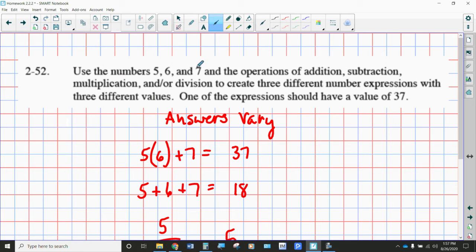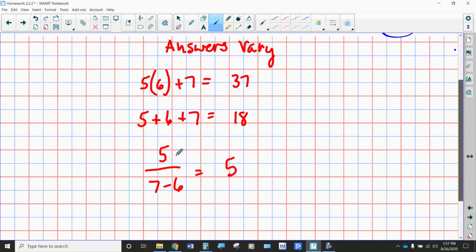All right, use the numbers 5, 6, and 7, and any of these operations: addition, subtraction, multiplication, and or division. So you don't have to use them all. You can just use 1 or 2 of them. And your task is to create 3 different expressions with 3 different values, but we want one of them to be 37. So that's pretty much the hard one, is figuring out how to get a combination of multiplication and addition, or any of those operations with these 3 numbers. And it does say to use the 3 numbers. We're supposed to use all 3 numbers, probably one time.